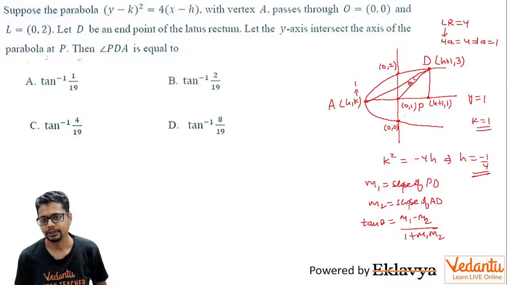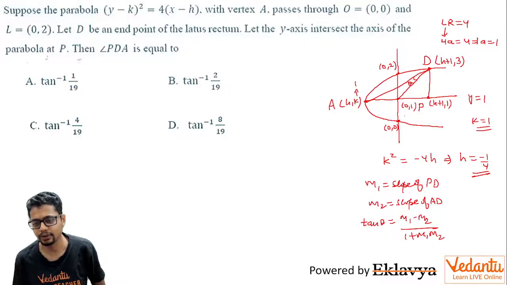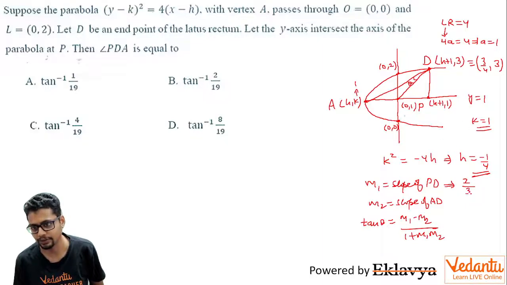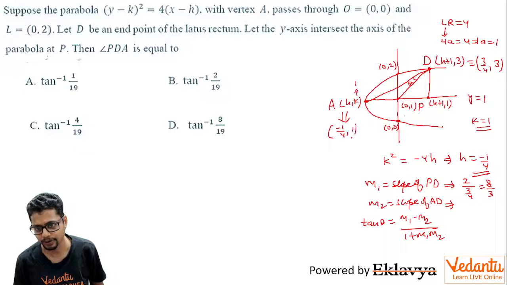Or you can use mod if in doubt. So here m1 will be the slope of PD, where P is (0, 1), and D is now, clearly h is −1/4, so it essentially becomes (3/4, 3). So here m1 would be (3 − 1), which is 2, divided by 3/4 − 0, which is 3/4, you get 8/3. And what about AD? So this A essentially now is clearly (−1/4, 1). So for AD, again, difference of y coordinates 3 − 1 is 2, divided by 3/4 − (−1/4), which is 1, so you get 2.